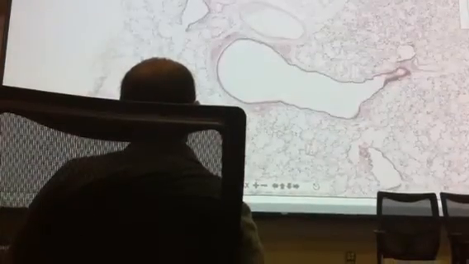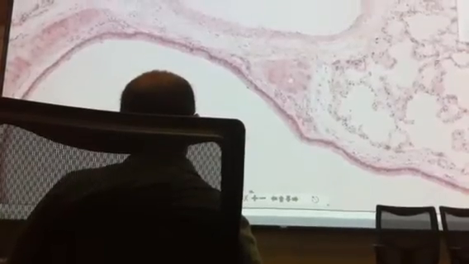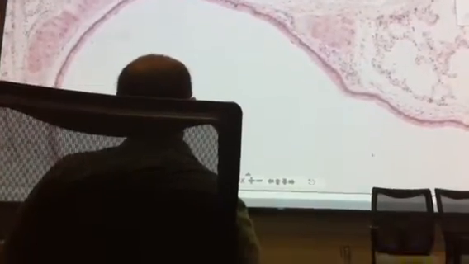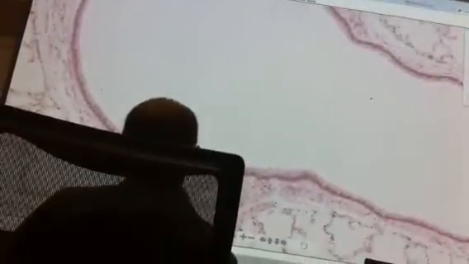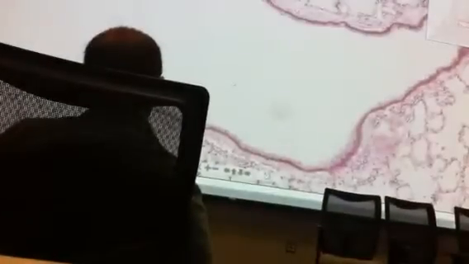But as you go to higher power, you can really confirm it. You can tell this is the hyaline cartilage in the wall, so that you know that this is a bronchus. Okay, so you can see patches of that around. And some more here. So this is kind of a cut.